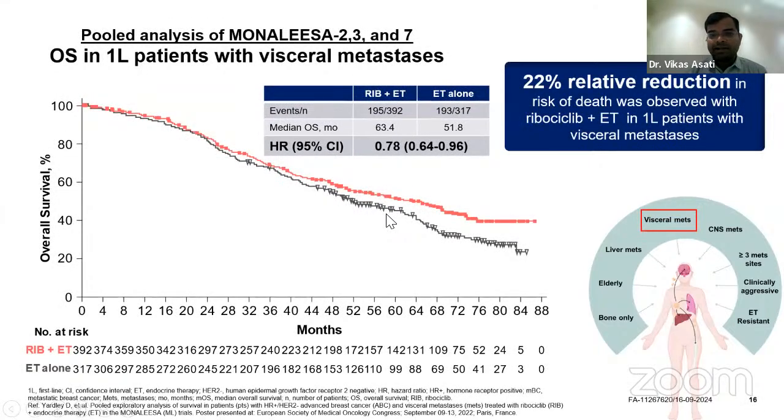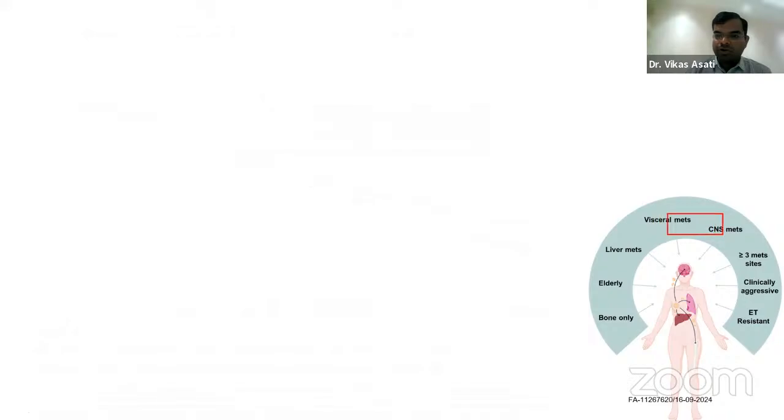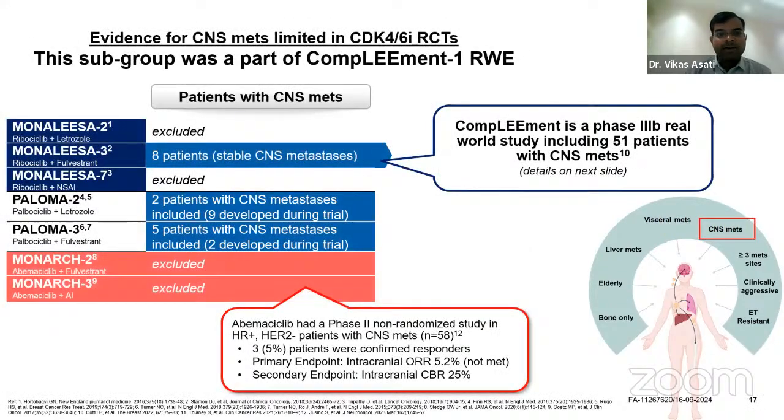Coming to the visceral metastasis, here also you can see multiple visceral organs are involved, but the hazard ratio is 0.78. The endocrine therapy median survival is 51.8, and ribociclib plus endocrine therapy median OS is 63.4. So almost more than a year of difference if we start with CDK4 plus endocrine therapy.